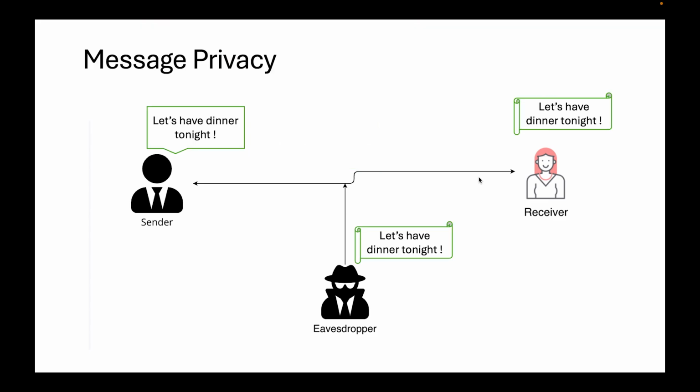Message privacy is all about having a private communication. So message privacy says that the sender can send a message to a receiver which only the receiver can understand. Even if the eavesdropper gets a copy of that message, the message must be incomprehensible for the eavesdropper.